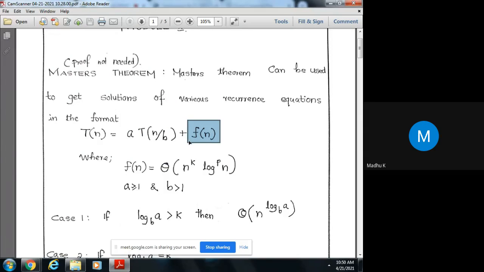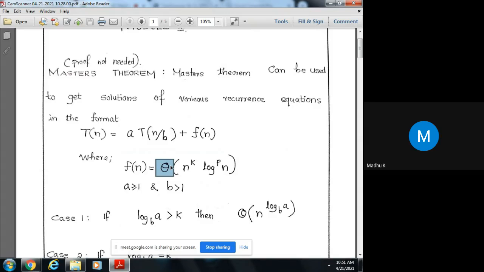So what is f of n here? f of n is equal to theta of n raised to k log power p n. And what is theta here? Theta is just like a big O notation.